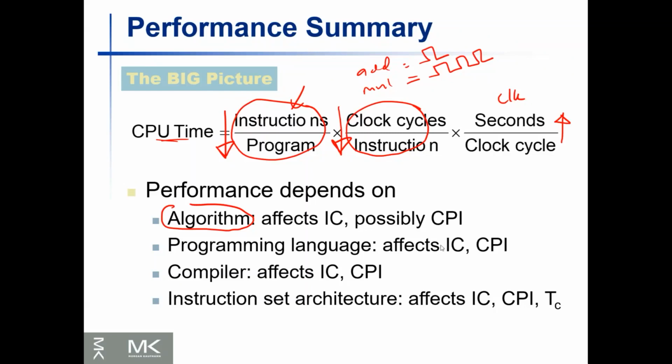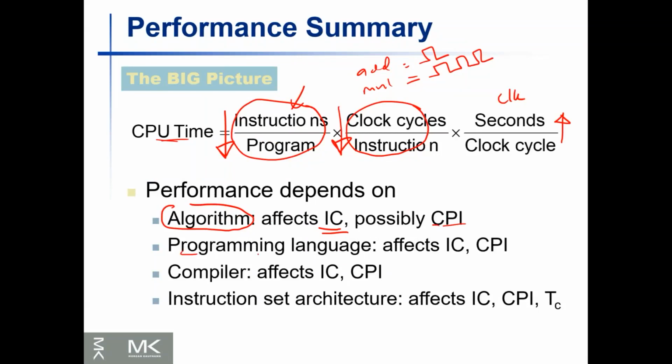Okay, so the algorithm, whether it's an efficient algorithm or not, will determine the instruction count. Sorry, IC means instruction count, not integrated circuit. So a good algorithm will generate a good instruction count. A poor algorithm will generate a lot of instructions. So the algorithm will affect your instruction count and possibly will affect your cycles per instruction.